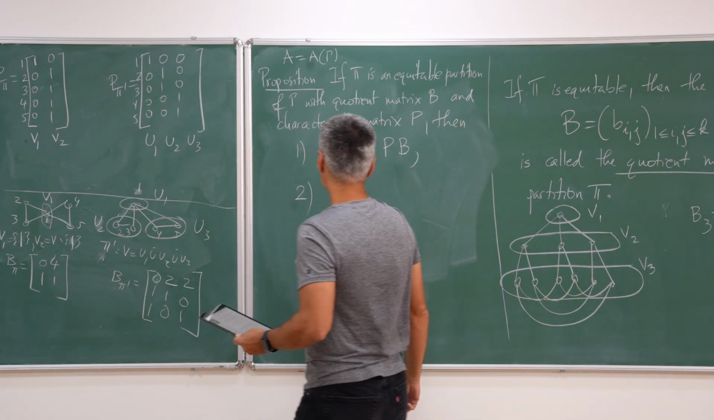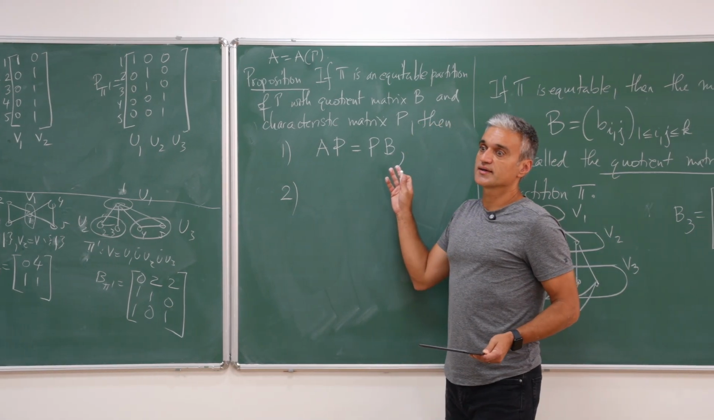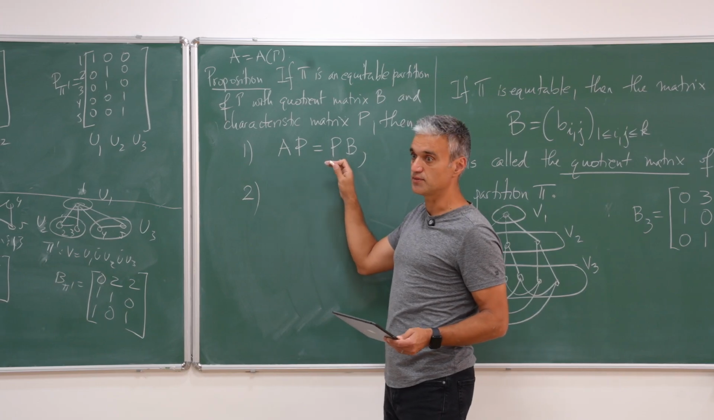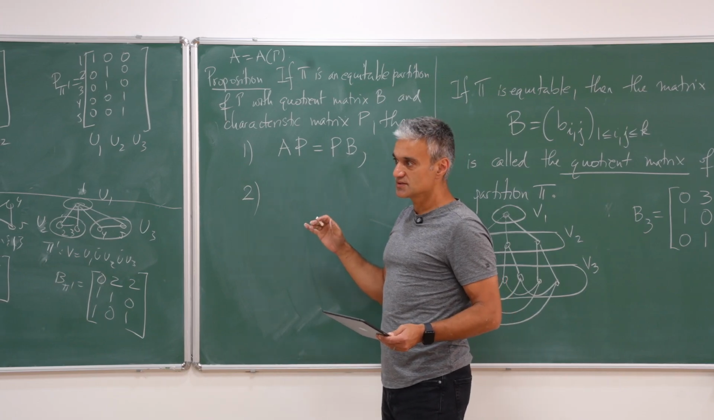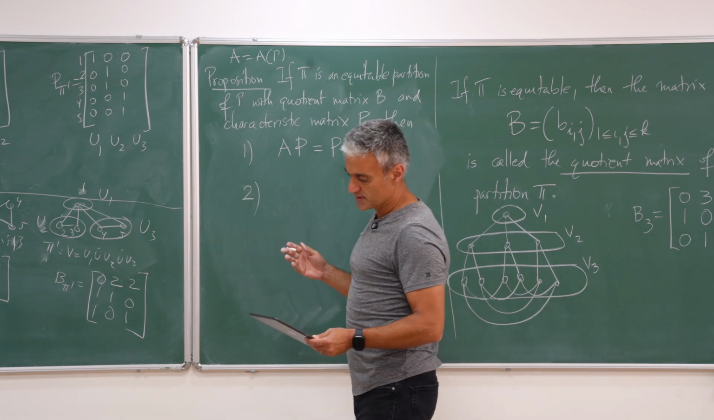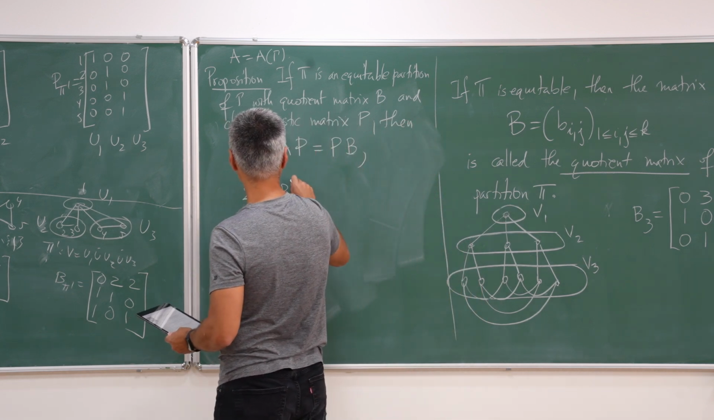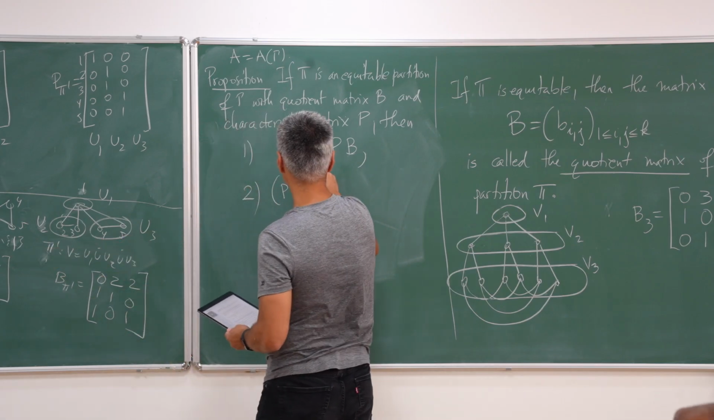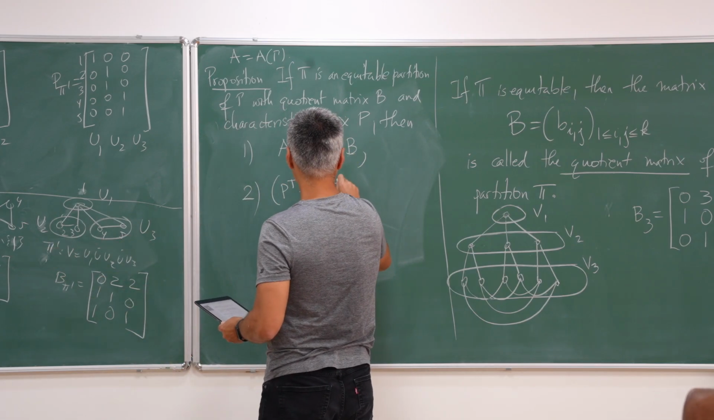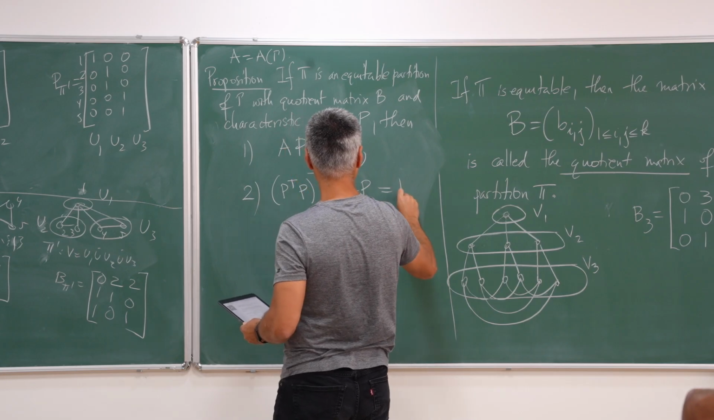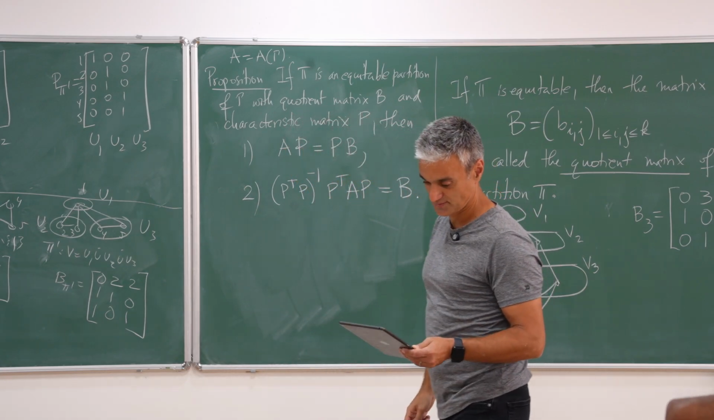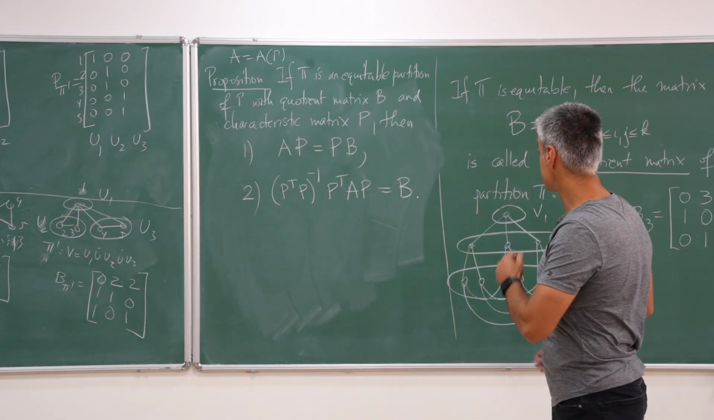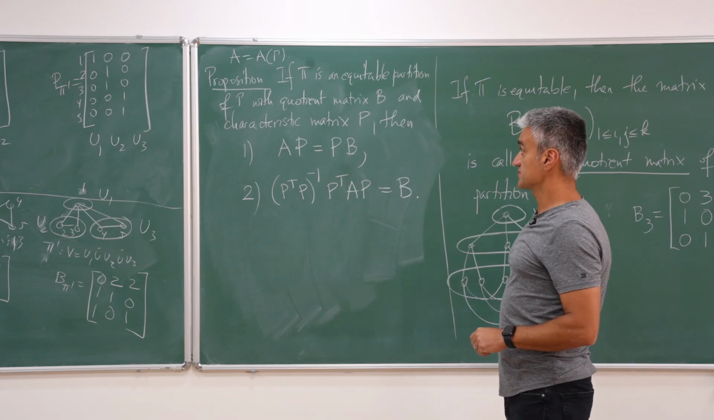And second, obviously you would like to get your hands on B from here, to get rid of this P. But P is not a square matrix, so you cannot just invert it. But we'll show in a second that it looks a little bit like this: P transpose P, which is this one here, inverse, times P transpose times AP, this equals B. Okay, so that's the proposition.